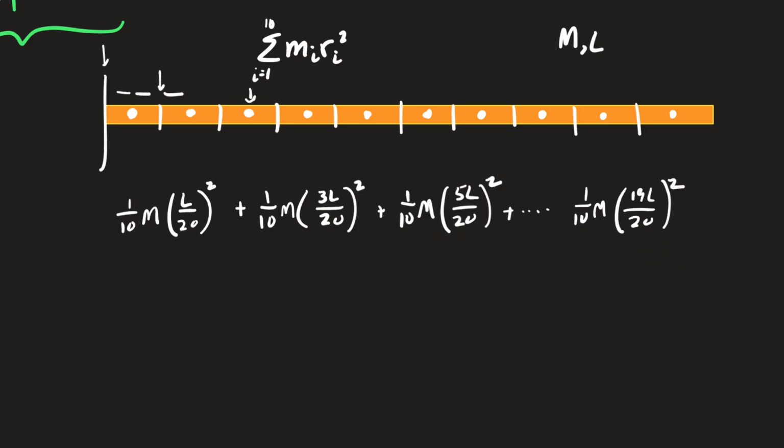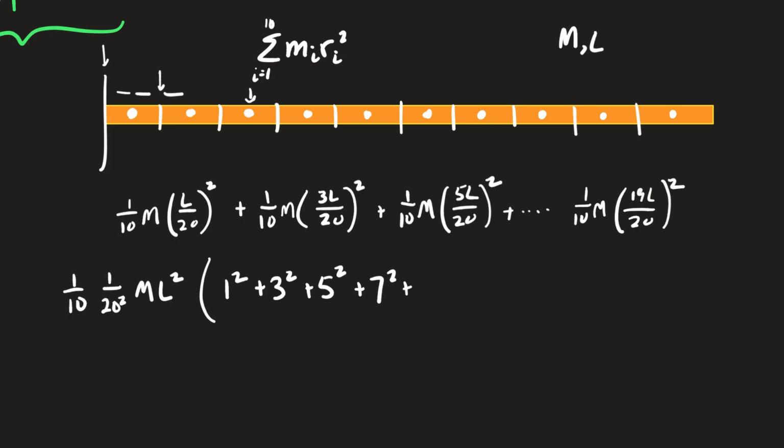Let's factor out what we can factor out. I think we can factor out a 1/10. Do you guys see that? And we can factor out a 1/20 squared. Do you guys see that as well? Every term has one. So I'll factor out the 1/10. I'll factor out the 1/20 squared. I can factor out an m from every term too, right? I can factor out an L squared from every term. Do you guys see how every term is going to have that in it? And then we are left with what? 1 squared plus 3 squared plus 5 squared plus 7 squared plus 9 squared plus. Excellent. So you guys get the idea?